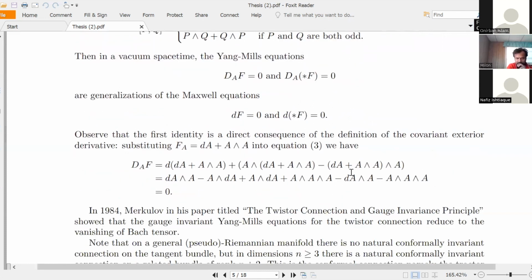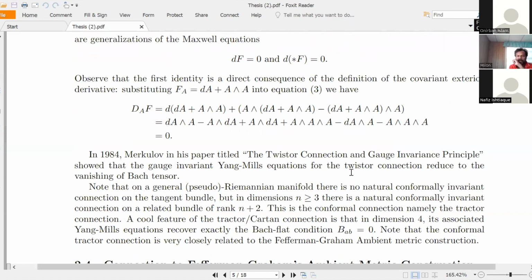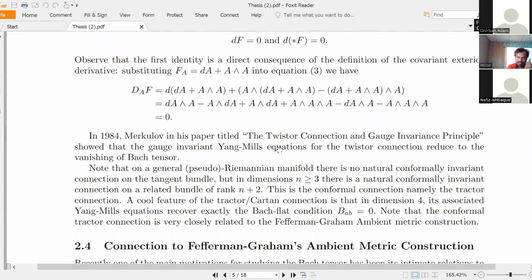And we have some computation. I'm going to skip those computations. What happens? These two, what I'm saying, are exactly the same thing. Two guys, one a mathematician and the other a physicist, both independently found that the associated Yang-Mills equations with respect to your new kind of derivative, or Cartan connection, whatever, in four dimensions is very closely connected to your Bach flatness.